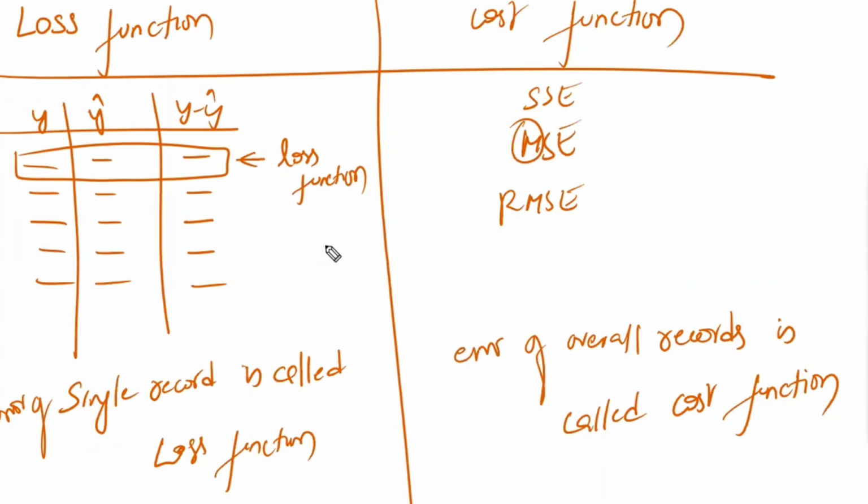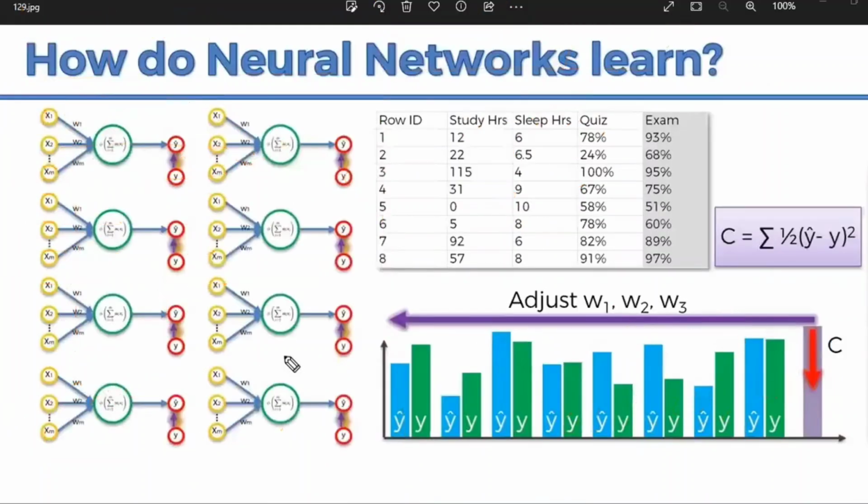Done? So now the neural networks are designed in such a way that the overall error should be minimum. Is that clear? In the back end, it is going to work based on the gradient descent algorithm. Now, what is gradient descent?